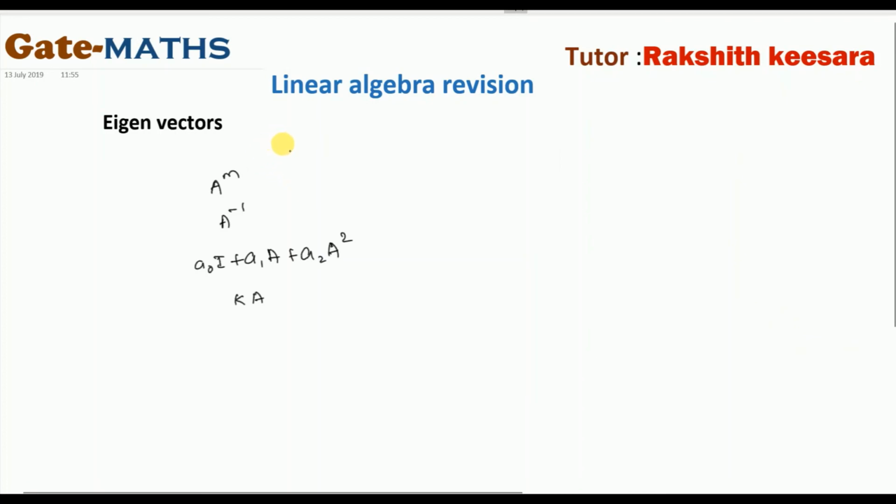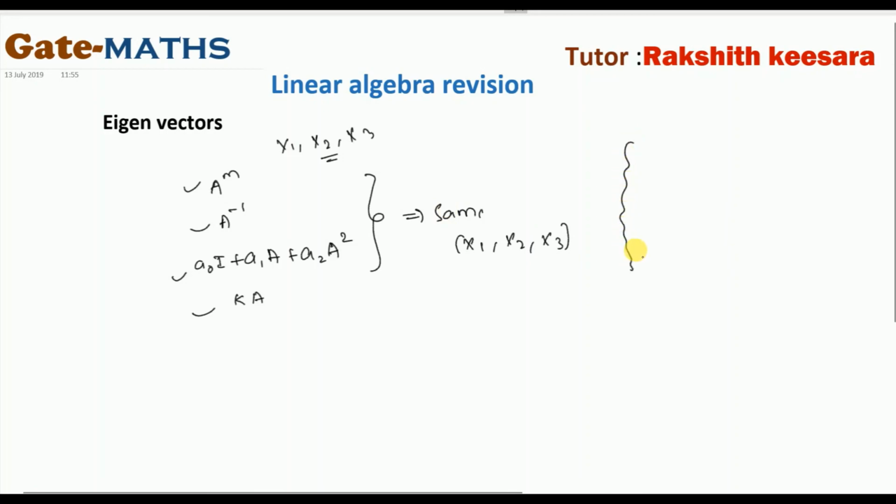If the eigenvectors of A are x1, x2, x3, then the eigenvectors of A^m and A inverse, these two matrices, they all will be the same, that is x1, x2, x3. Eigenvalues will be changed, but eigenvectors will not change.